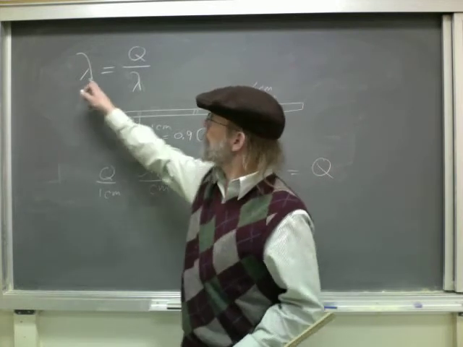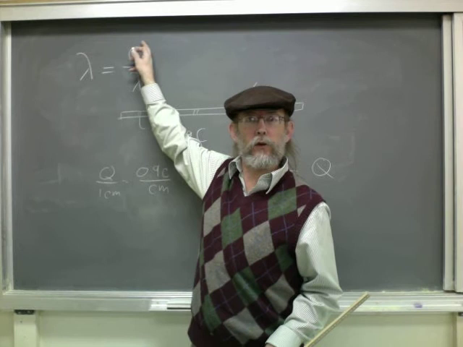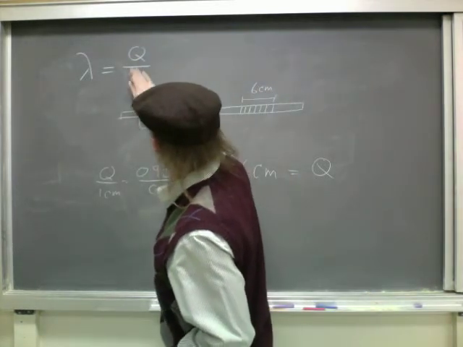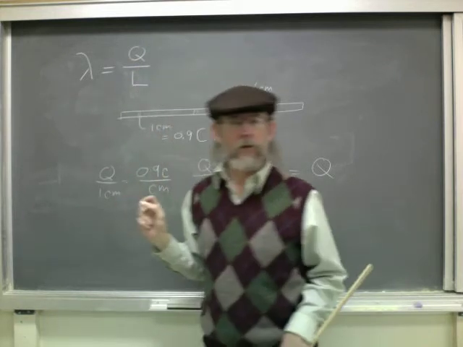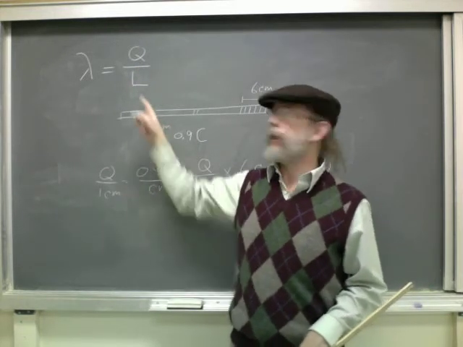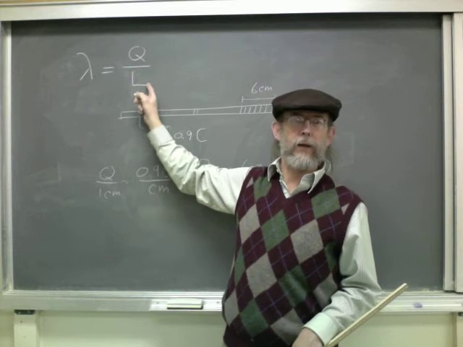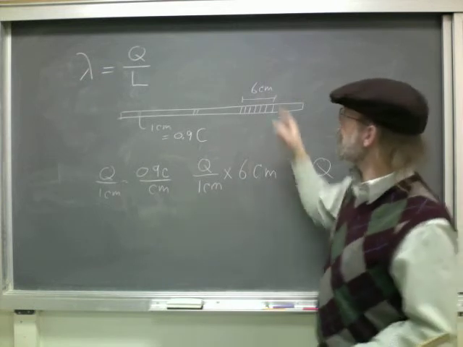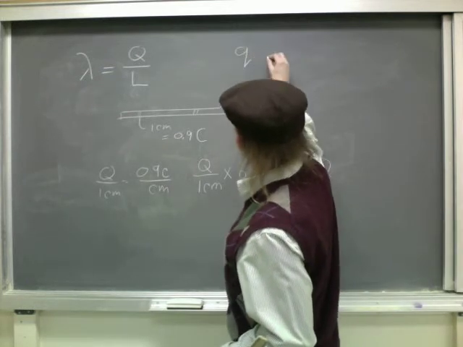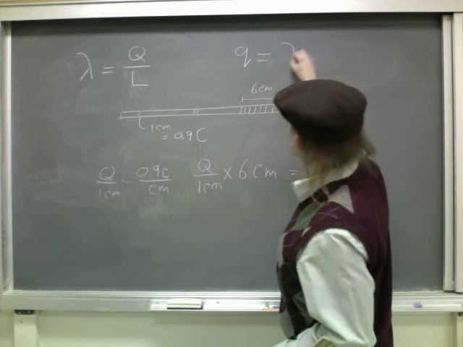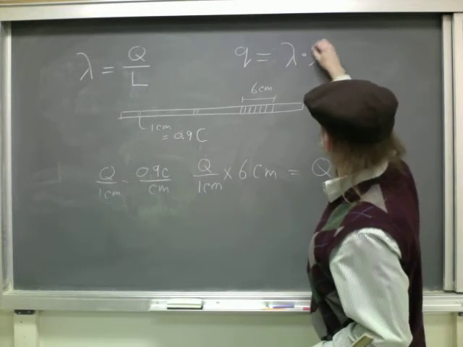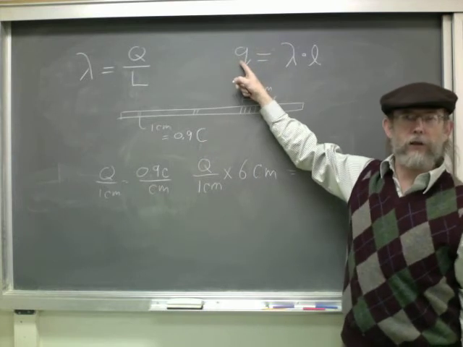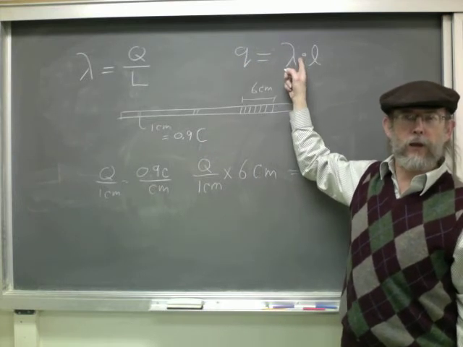So lambda is the total charge per total length. Sorry, I see I have an error in my algebra. Lambda is the total charge per total length, and I can then find charges on individual pieces as Q for some length is equal to the total charge per length times that length, L. So as a general statement, the amount of charge on some length is the charge per unit length times the length.